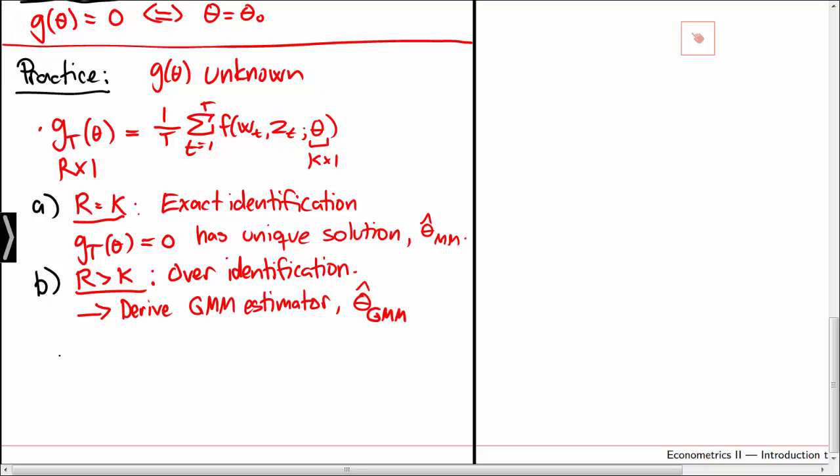The last case is the case where r is less than k, meaning that we have fewer moments than model parameters, and we denote this case under-identification. In this case, there will be multiple solutions to the equation system, meaning that there will be no unique estimator. Hence, we cannot empirically identify the parameters.